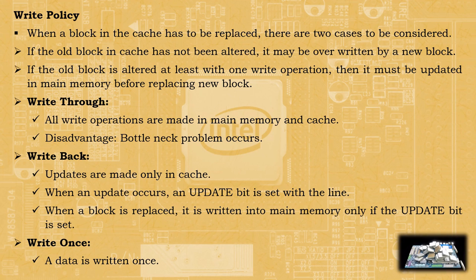And the next one is write back. Only cache memory is updated during a write operation and marked by a flag. When we are doing an update operation, only cache memory will get updated, not main memory. Whatever updates we are doing in cache memory are marked as modified. Write once. The data is written only once.